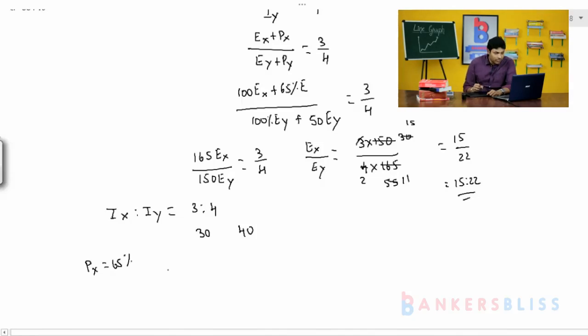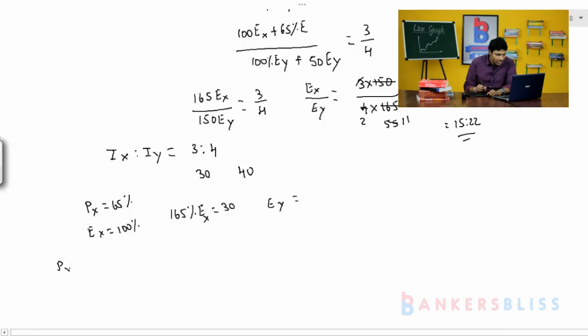So now 65%, again see here, 65% plus expenditure 100%. So altogether 165% of expenditure EX is equal to 30. Next EY, again see 50% is the profit for EY. Expenditure of Y you take as 100%. So again altogether you are going to get 150% of EY, and 150% of EY is equal to 40.